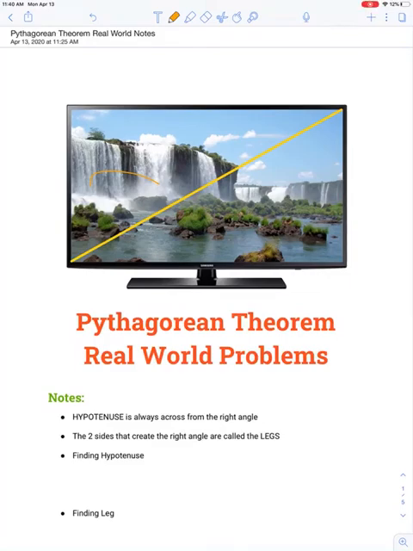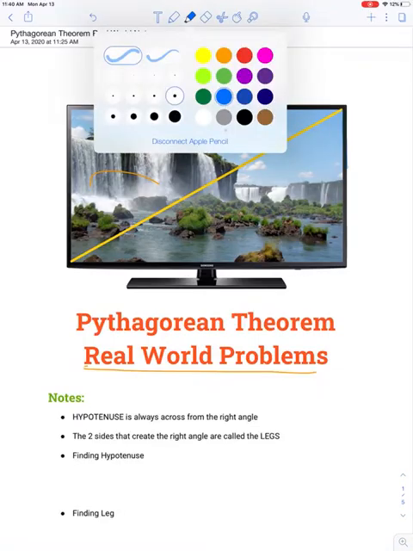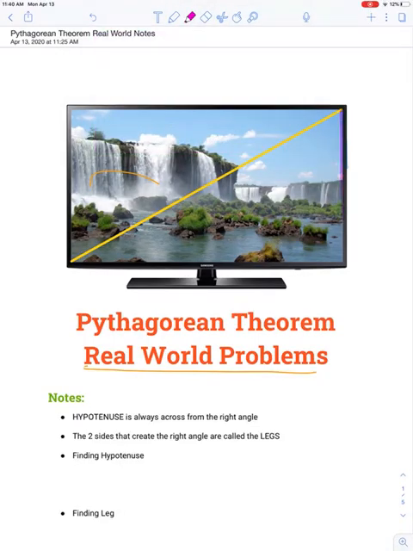Okay, today's lesson is going to be over Pythagorean theorem with real-world problems. All right, so right here, hopefully you see that we have a right triangle.